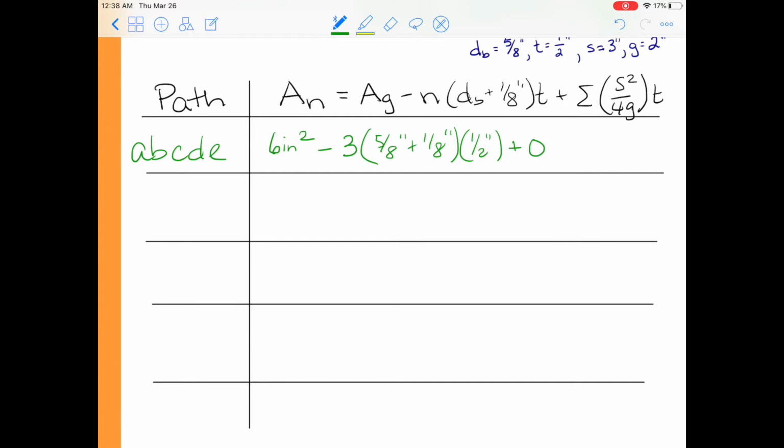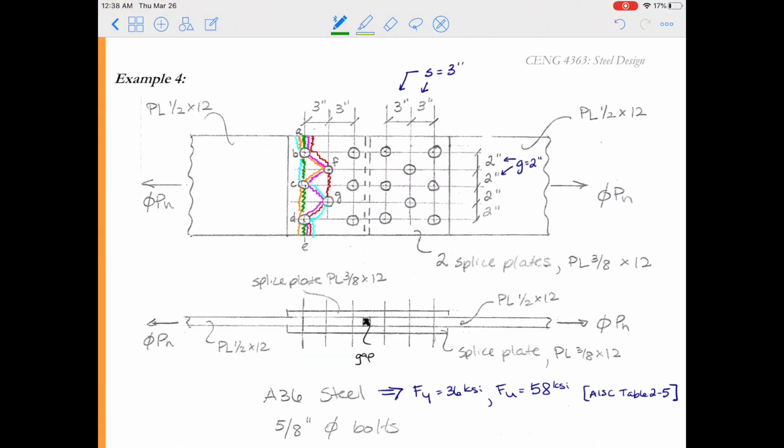And then we add the diagonal paths. This path did not have any diagonals, so we get 0. And so we get a total net section area of 4.875 inches squared. Next, we want to consider one of the other paths. So I think the next one we drew was the magenta path.